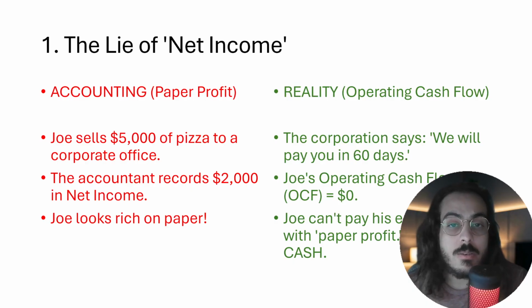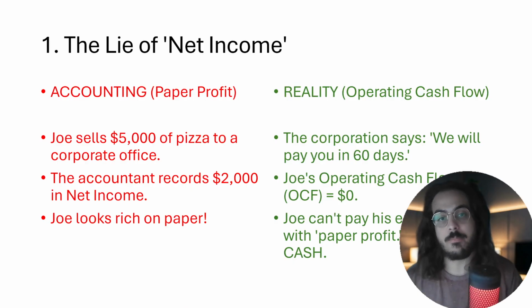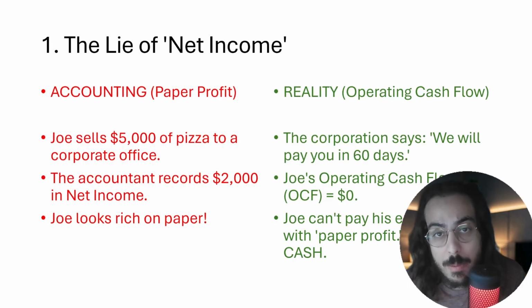So, let's start with the lie. Joe gets a massive catering order for a corporate office and he delivers 5,000 bucks worth of pizza. The accountant immediately writes down 5,000 in revenue and 2,000 in net income. That makes Joe look rich on paper.